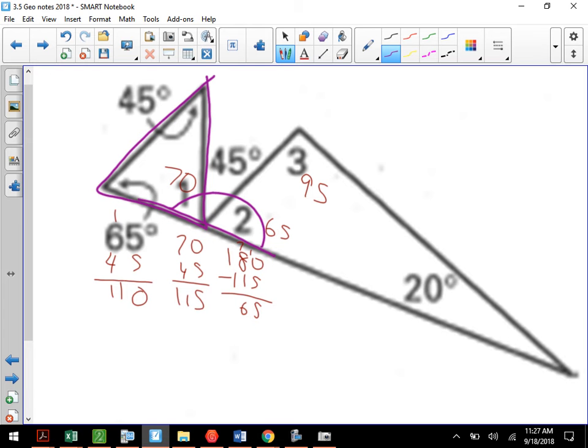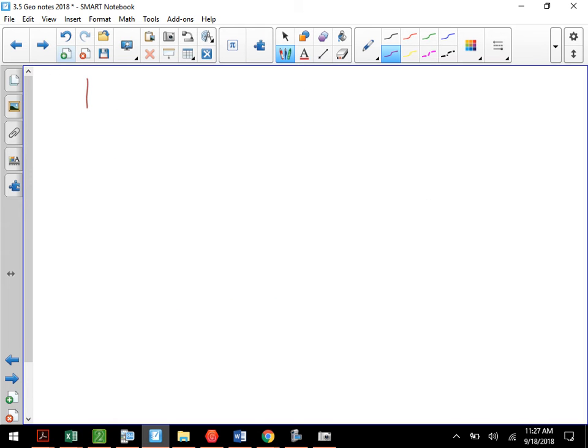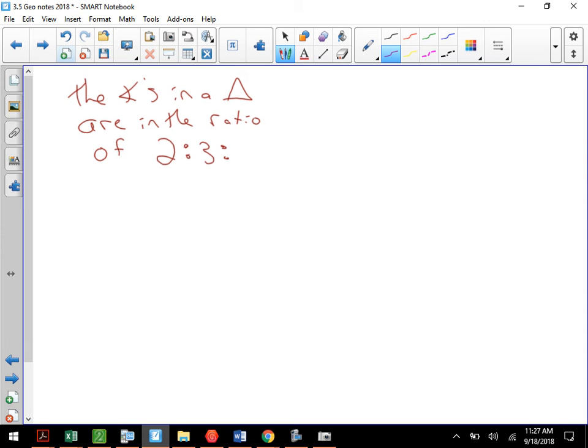We did that? We might have. I don't remember. So let's say you have these three angles. The angles in a triangle are in the ratio of 2 to 3 to 4. Find each angle.